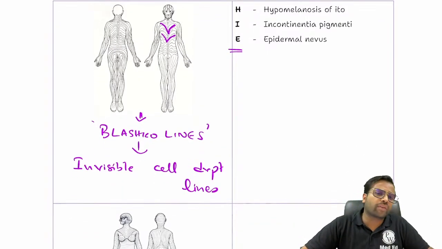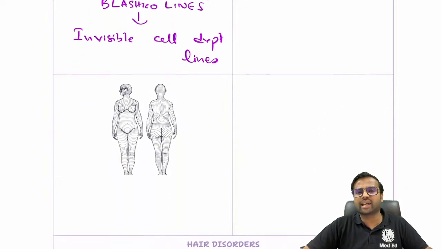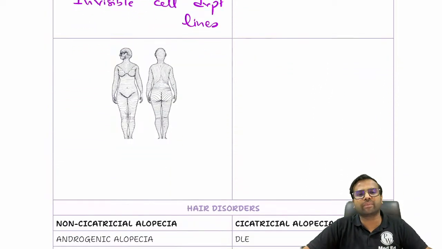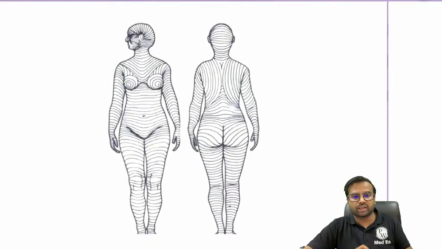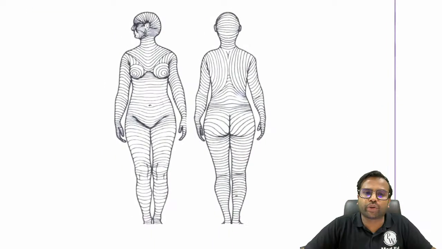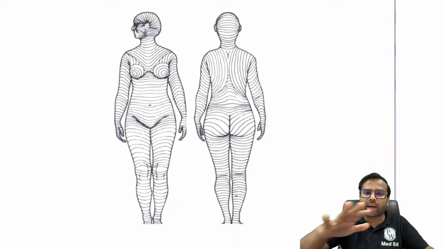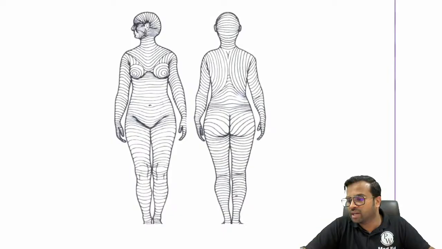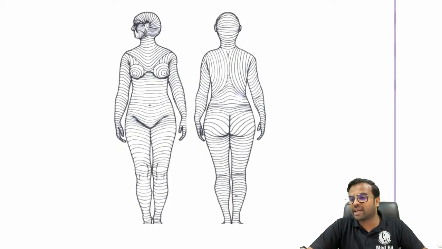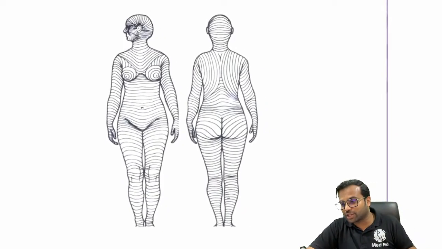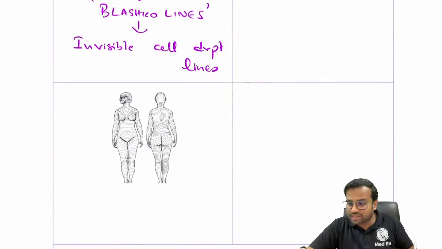Okay, so whenever you get a question about any skin line, there will be another which is equally important. I'll just zoom this image for you. You can see multiple parallel lines over the skin. So any idea what these lines in the skin are called? So this is called Langer's lines.